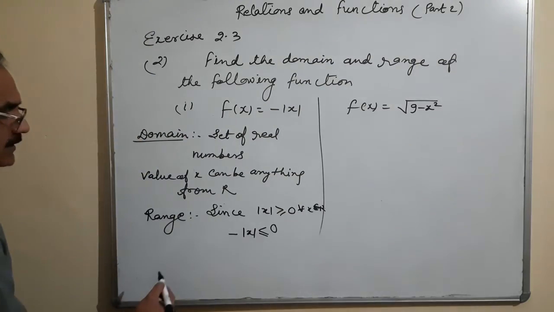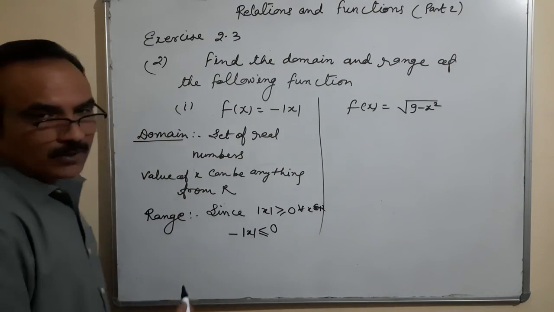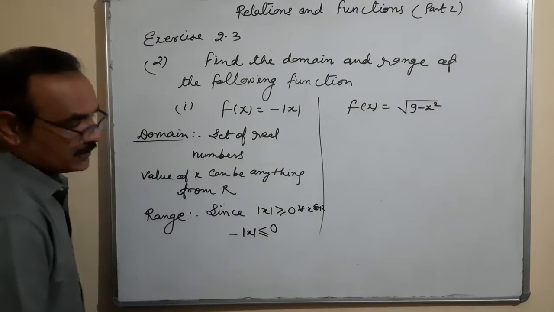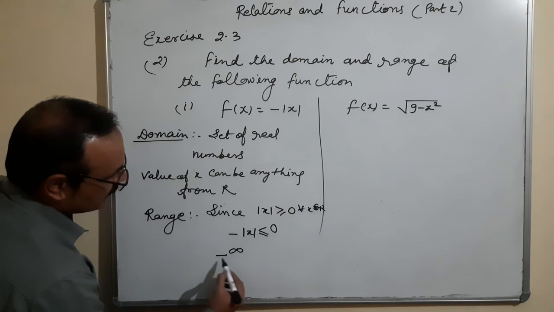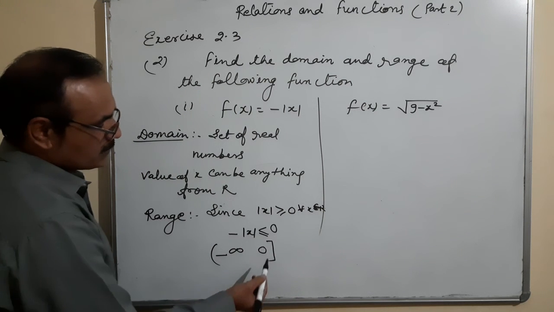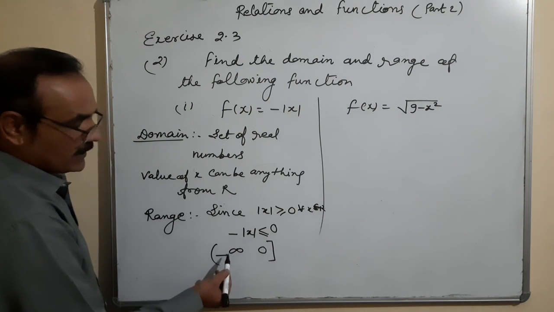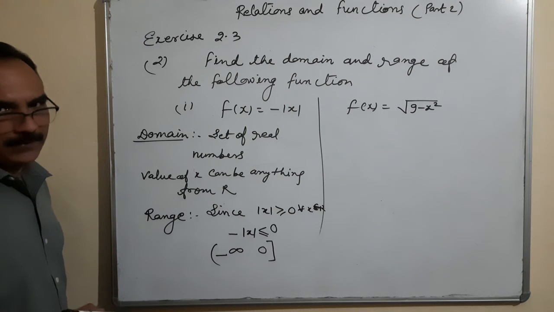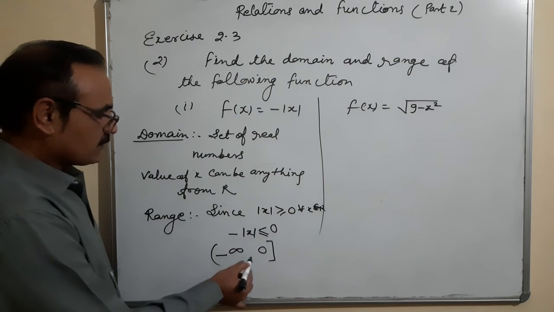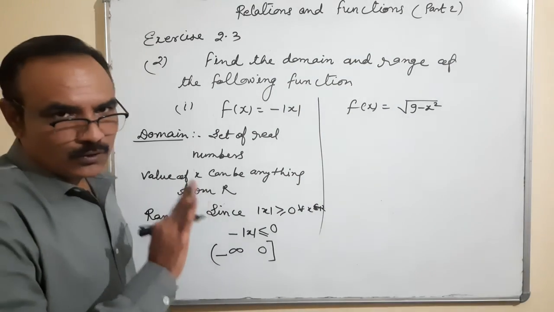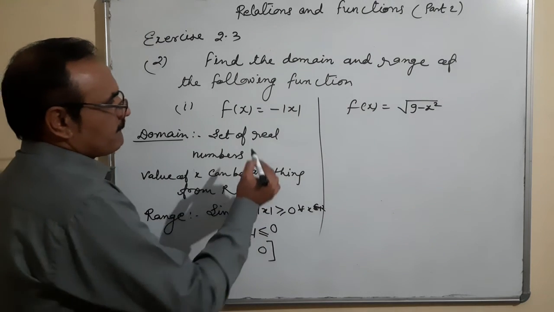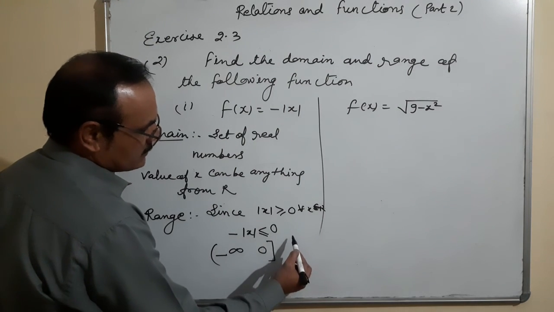So if I want to write the range as an interval, what should I write? Less than or equal to 0, that means minus infinity to 0. 0 is in a closed interval because 0 is included, and minus infinity is always written in an open interval, because it is not a defined term. So the range is minus infinity to 0. You cannot get any positive value. Clear?